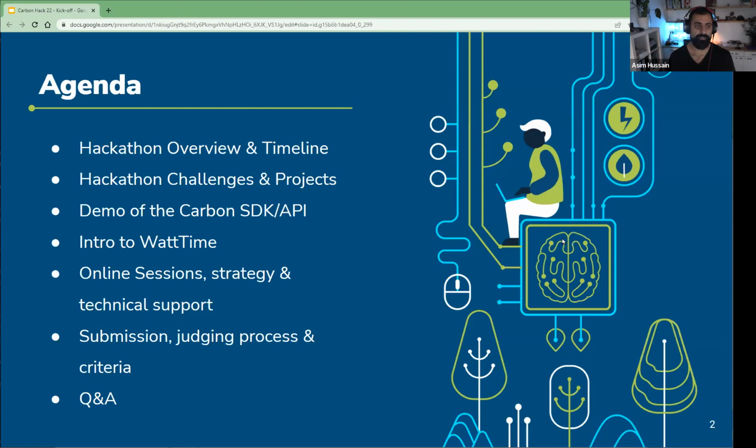data, this carbon awareness. We're also going to talk a little more about how the hackathon is going to run. We're going to talk about the online sessions, the strategy you should employ, and some of the technical support that we'll be offering. Also talking more about the submission criteria, the judging process, and other things as well.